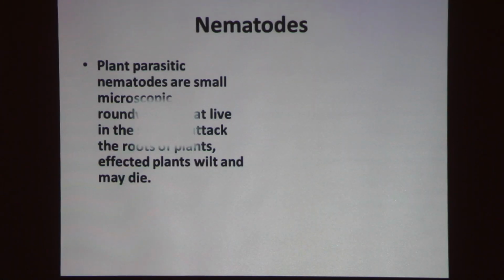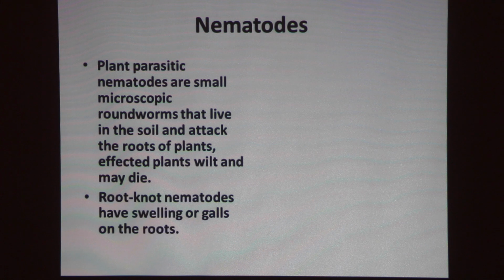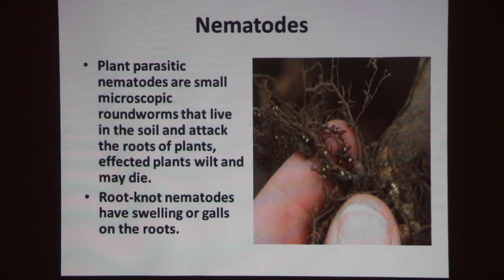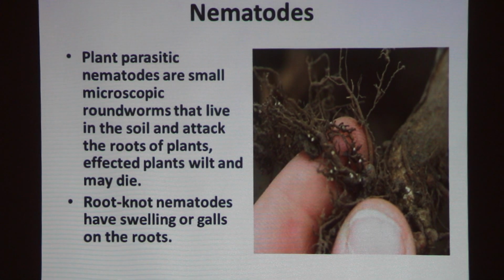Now, I just showed you the major insect pests. Now we're talking about nematodes. Plant parasitic nematodes are small, microscopic roundworms that live in the soil and attack the roots of plants. Affected plants wilt and may die. Root knot nematodes have swellings or galls on the roots. This photo shows you the galls caused by root knot nematodes.